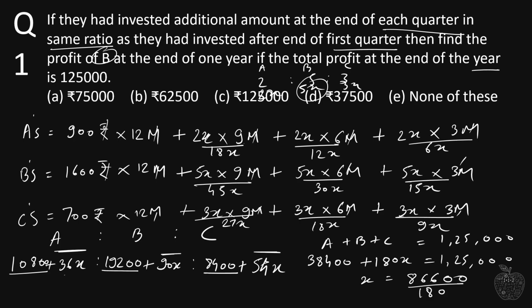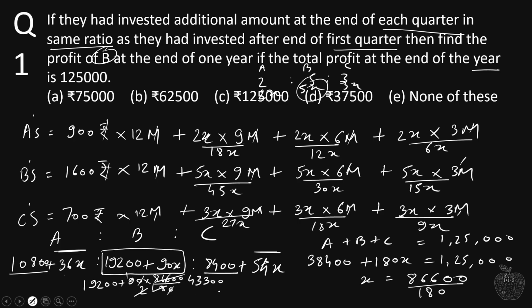Now we are asked to find the profit of B. So the profit of B here is this entire thing. Let's calculate this. 19,200 plus 90 into x, which is 86,600 divided by 180. So 0 0 cancelled, 9 1s are 9, 9 2s are 18, 2 4s are 8, 2 3s are 6, 2 3s are 6, 0 0.